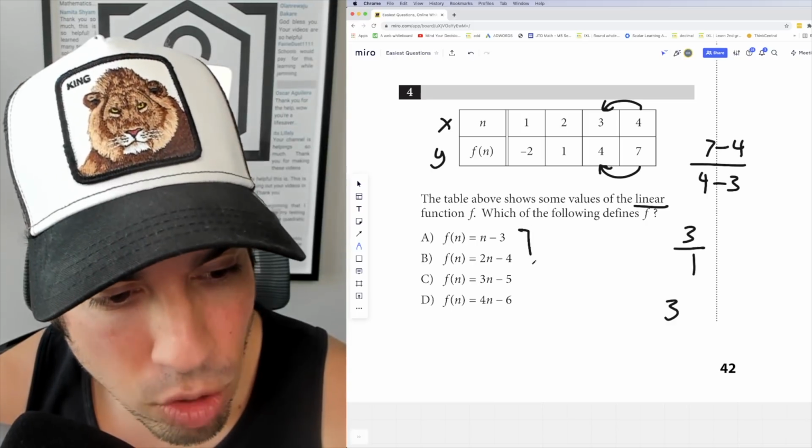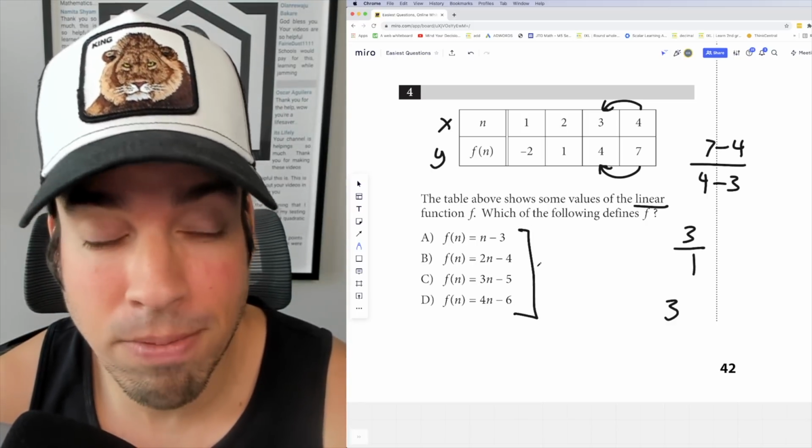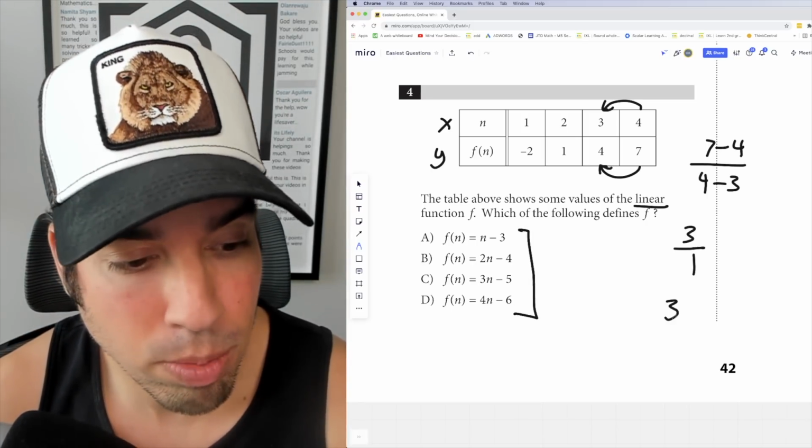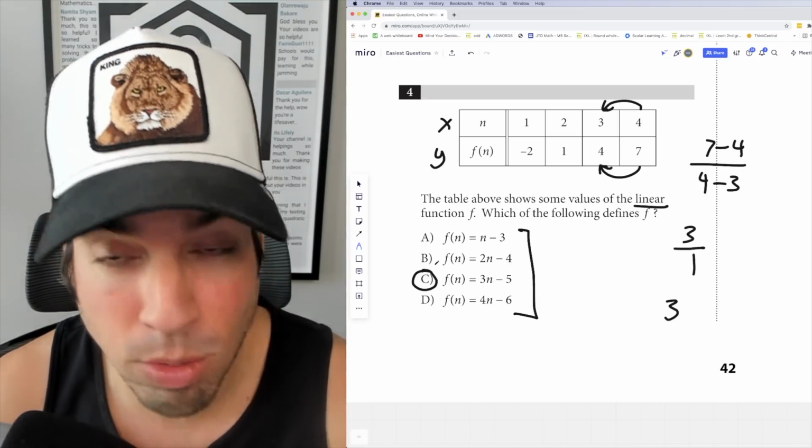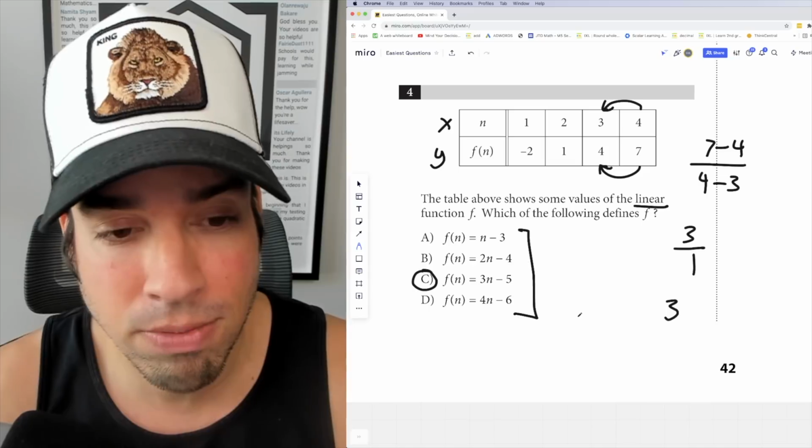Now if I look at these equations, they're all in slope-intercept form. And I already know that the slope is 3. Well, there's only one with the slope of 3, so that means C has to be the answer. But I'm going to show you using point slope how we could verify this.